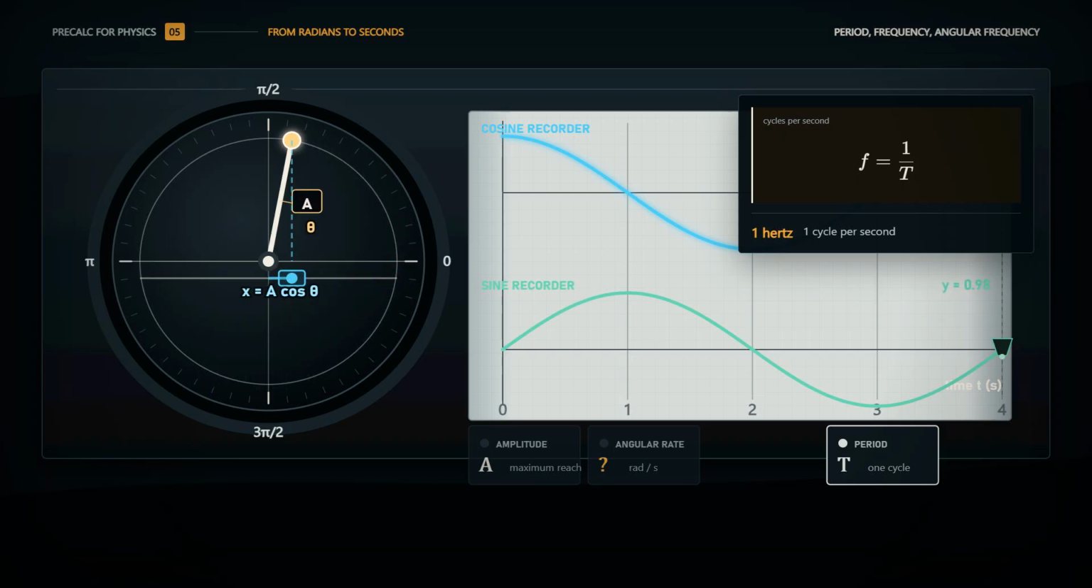Ordinary frequency, f, counts complete cycles per second. It is the reciprocal of period, f equals 1 over T. Its unit is hertz, meaning 1 cycle per second.